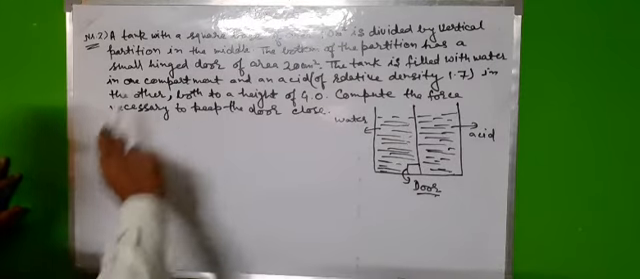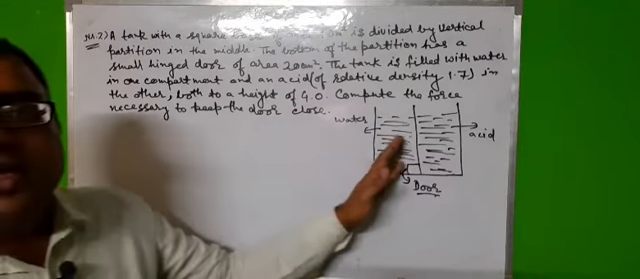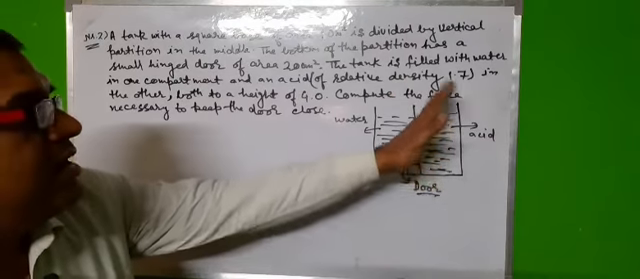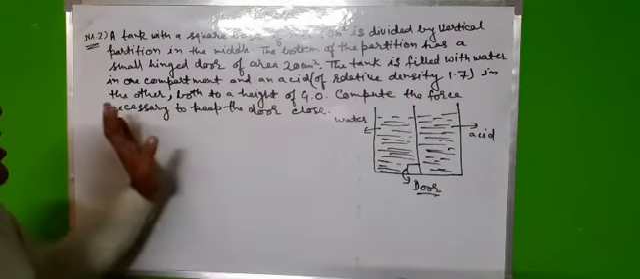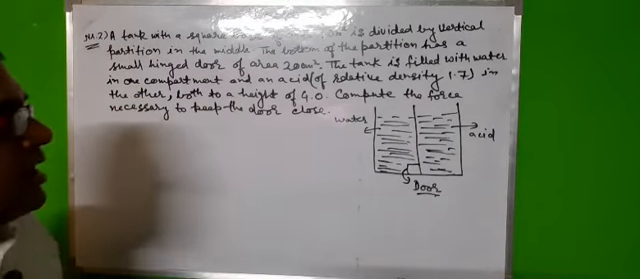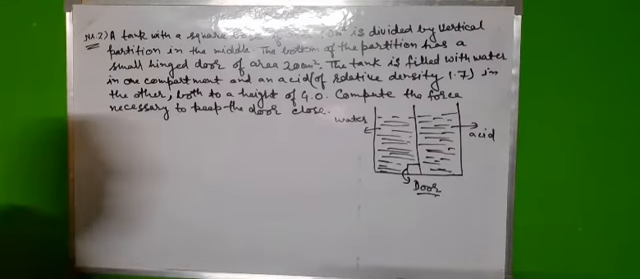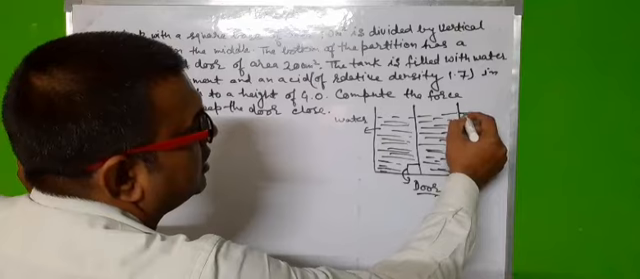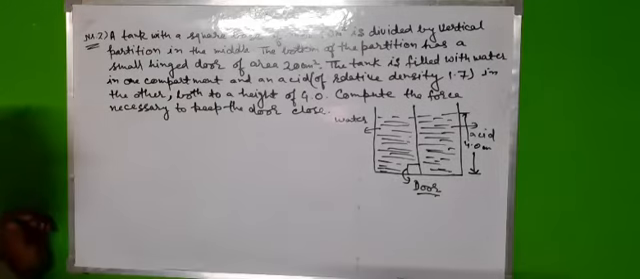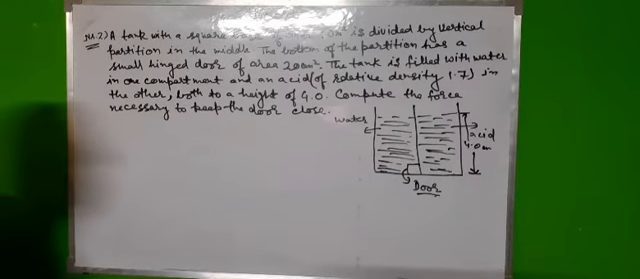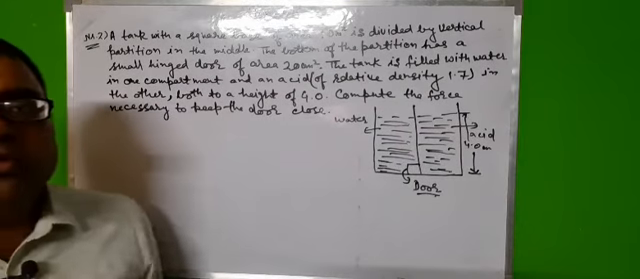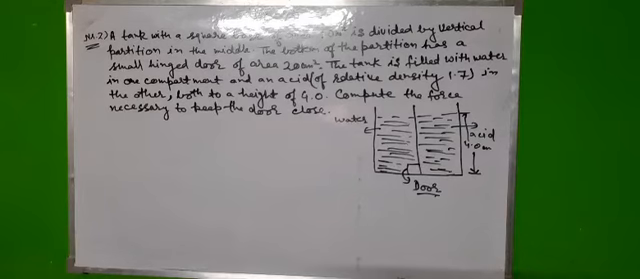The tank is filled with water in one compartment and an acid of relative density 1.7 in the other compartment, both to a height of 4 centimeter. It is given in the question that both are at a height of 4 centimeter. You have to calculate the necessary force to keep the door closed, whatever the force exerted by the water to keep the door closed. So look at the solution for this.